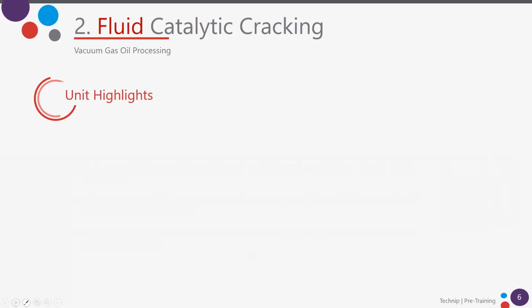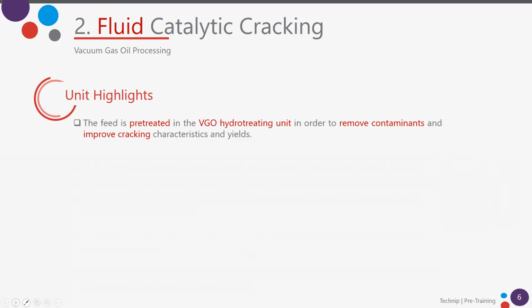Okay, let's see some unit highlights and then we will make a pause, a break to see if you have some questions. So the feed, first, it is pre-treated in the VGO hydrotreating unit in order to remove contaminants and improve cracking characteristics and yields.